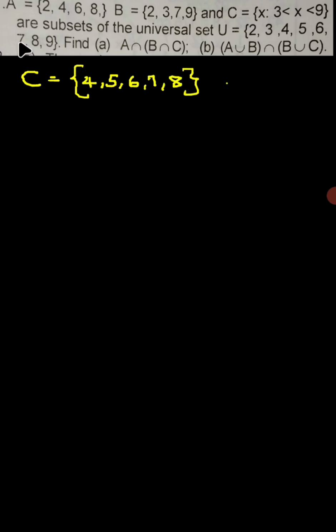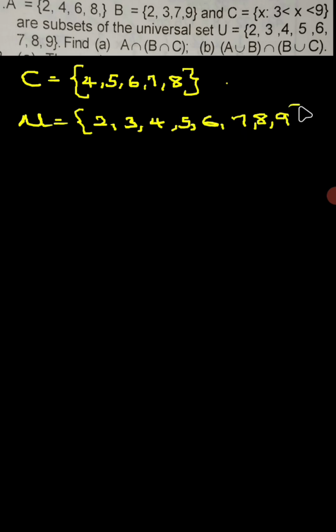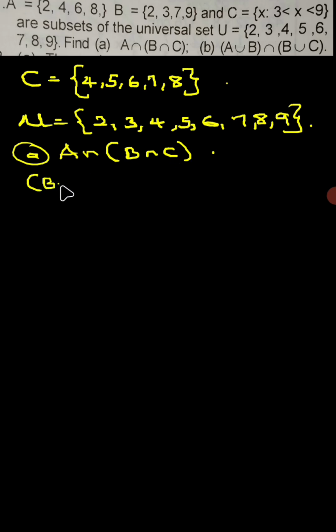So then these are subsets of the universal set, and let's bring that out. We have the universal set to be 2, 3, 4, 5, 6, 7, 8, then 9. The question says we should find A intersection B intersection C. So first we'll find B intersection C in that bracket. So what is B intersection C? Elements that are present in both B and C.